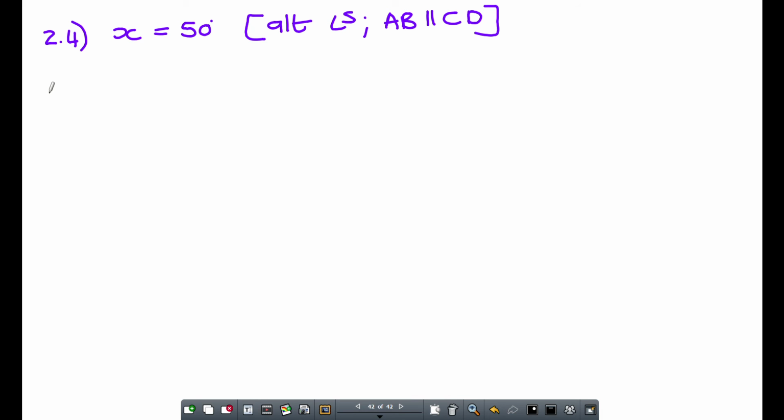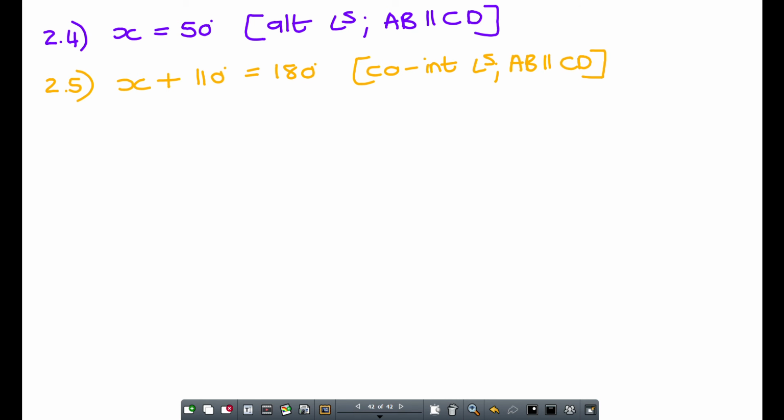Right, then 2.5. I saw a U, which means that x plus the 110 will be equal to 180. Reason would be co-interior angles. State your parallel lines, which were AB parallel to CD. Now we've got to take that 110 over, which means that x would be 70 degrees.